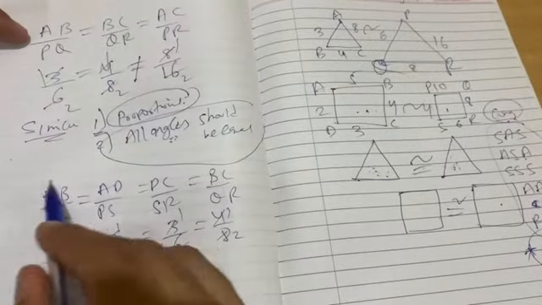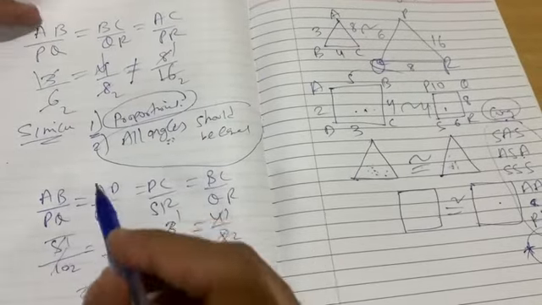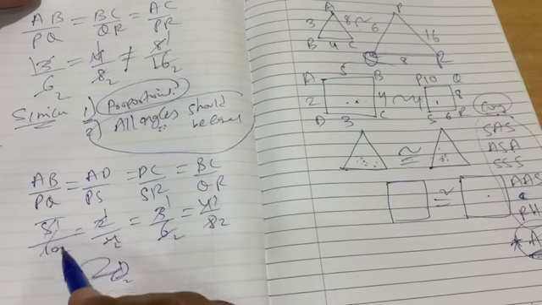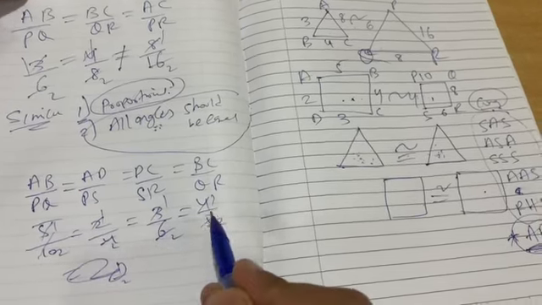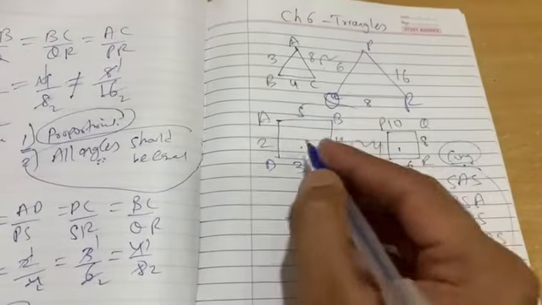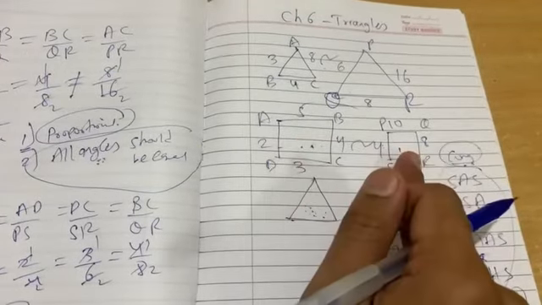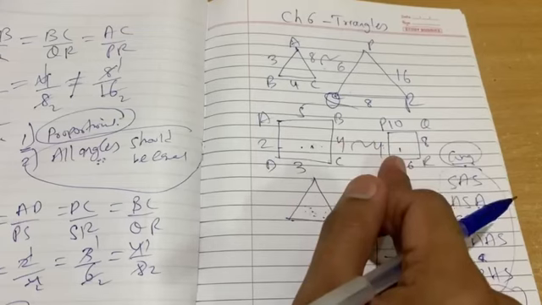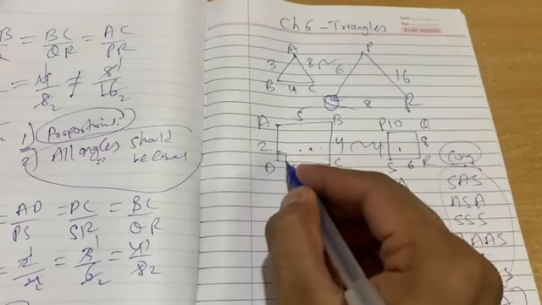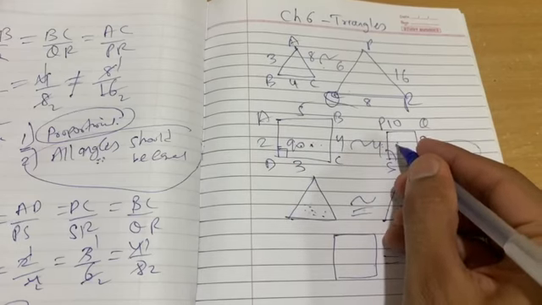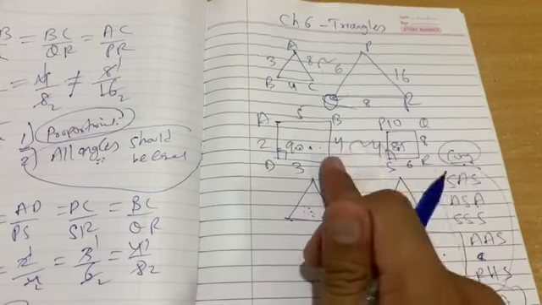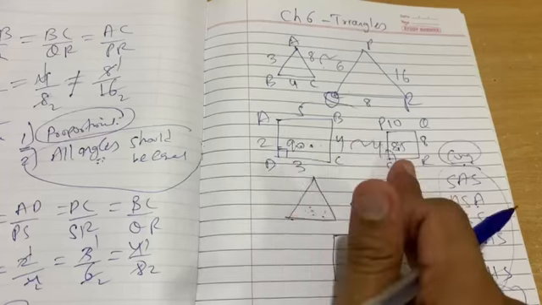First thing you will check: are all the sides proportional or not? Proportional means, by dividing all the sides, are you getting the same answer? And are all angles equal or not? For example, if they are proportional, but the angle is different, here it is 90 degrees and here it is, let's say, 85 degrees, then they are not similar. Angles should also be equal.